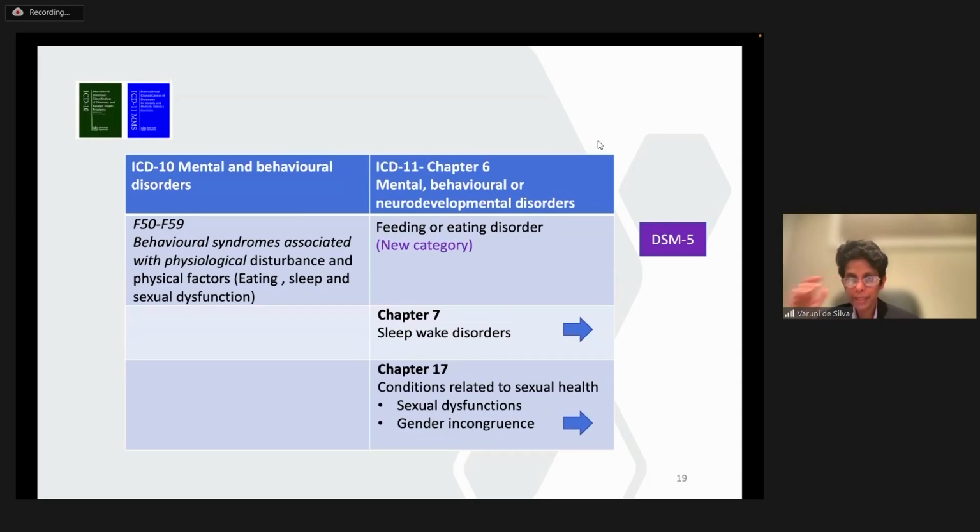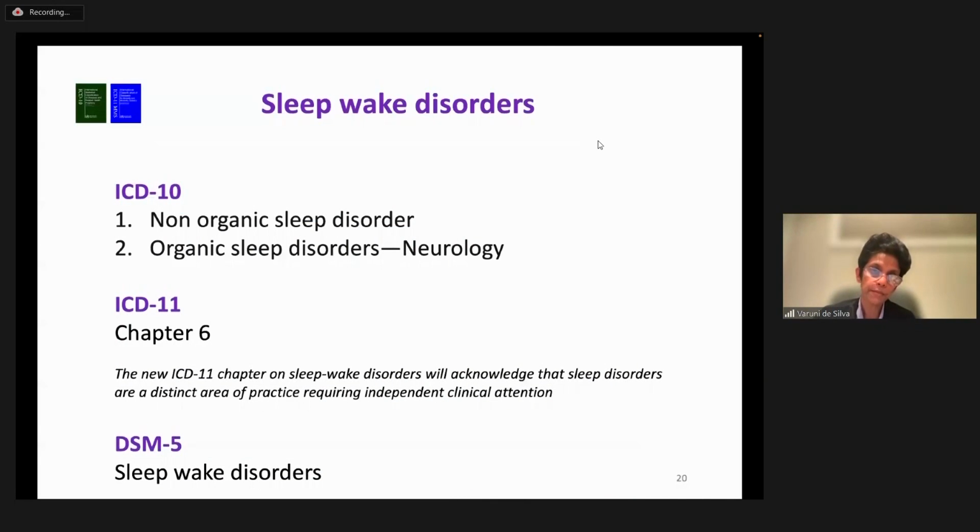So feeding and eating disorder is there in the ICD-11 under chapter 6 as a new category. But what is important and interesting to note is all the sleep disorders have been taken out of chapter 6. Chapter 6 is basically our ICD, the mental and behavioral disorders, and they have made a new chapter and put it in as sleep-wake disorders. What is the reason for this? So in the ICD-10, the non-organic sleep disorders were under the mental and behavioral disorders, and the organic sleep conditions went into the neurology chapter.